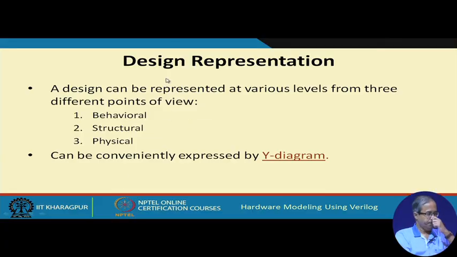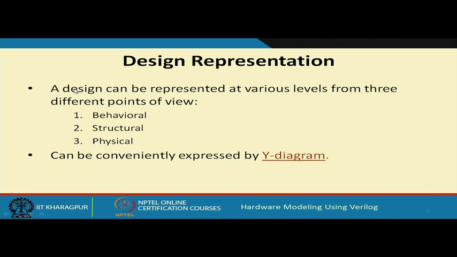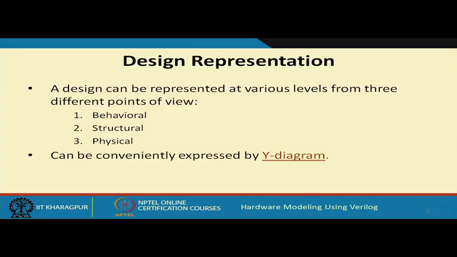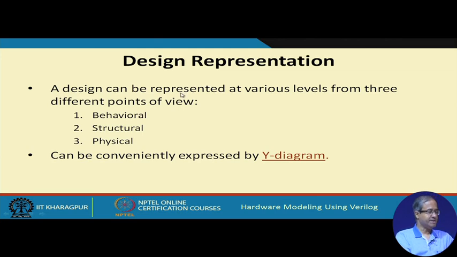So, design representation, as I said, talks about how we represent a design. A design is nothing but a black box that is trying to perform its intended operation. You have designed that block to carry out a certain operation, and that is your design. Now, design representation we are considering at three different levels: behavioral, structural and physical.